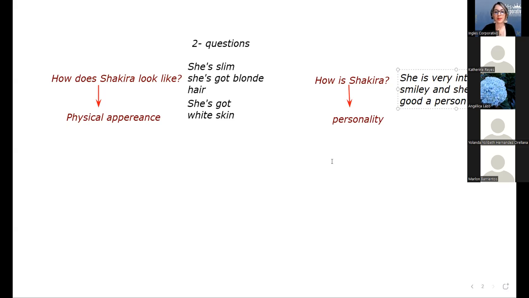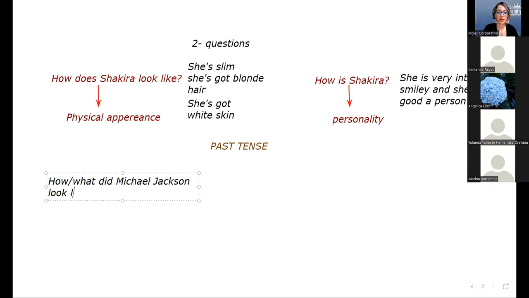So now in the second case, Marlon talked about her personality. Okay, so there are two options. In past tense, if you want to use past tense, just change the verb. Okay, that's present tense. In past tense, you can ask, there are two options, how or what? Two possibilities or two alternatives. What did Michael Jackson look like? Okay, past tense, did. Present tense, do or does. So, what did Michael Jackson look like?